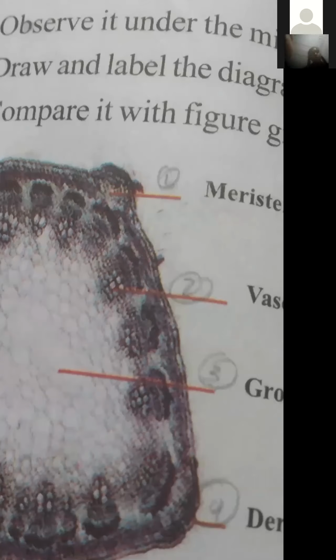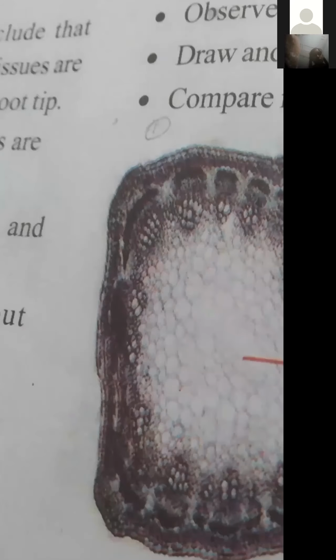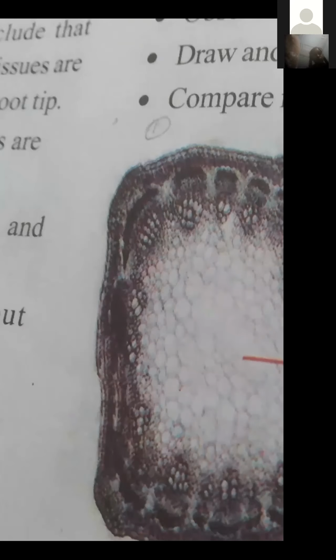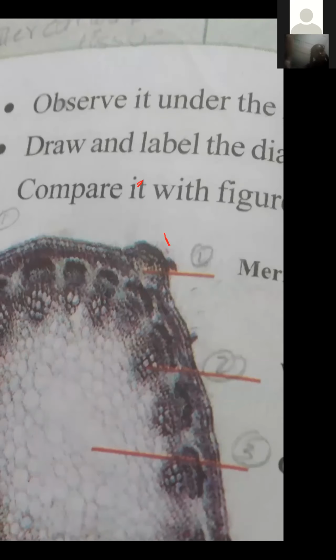And the cells are compactly arranged. Here you can see the cells are very closely arranged. Here also you can observe, compared to these cells, the meristematic cells are compactly arranged. Compact means very closely, tightly arranged without any intercellular spaces. And also the cells are continuously dividing. So that's why division is taking place here, and that's why we find the growth here.